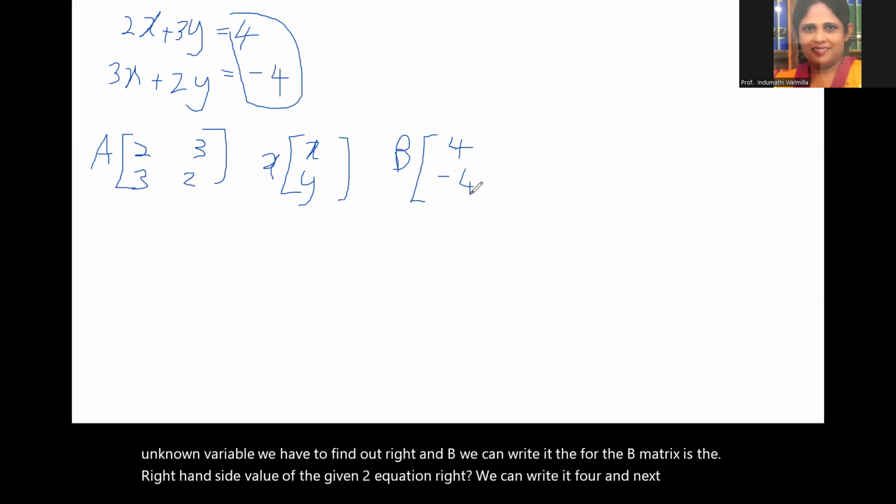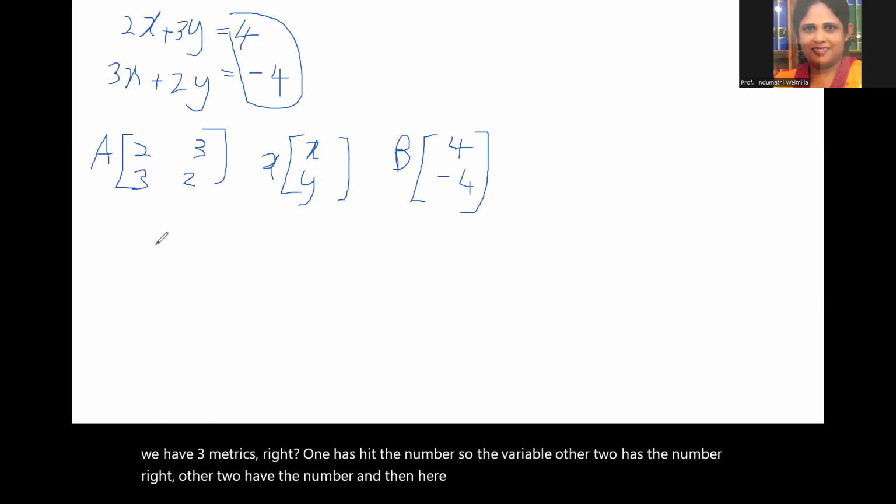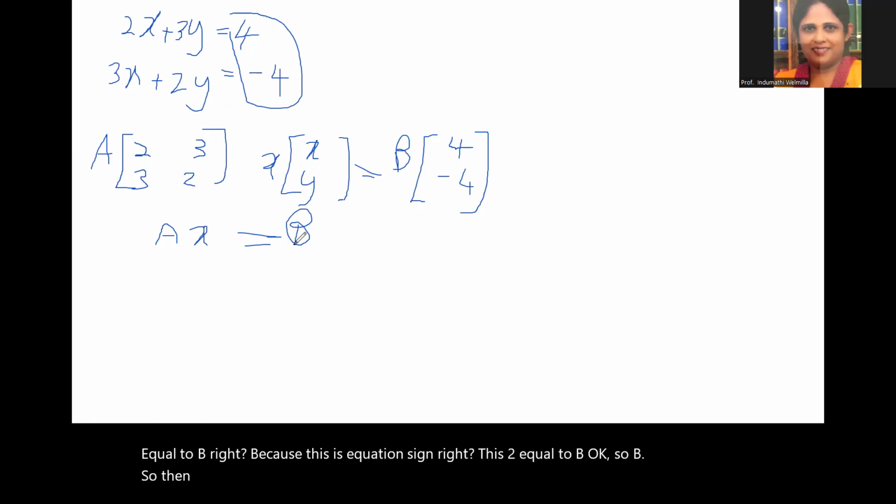Now we have three matrices. One has the variables, and the other two have numbers. And then we can write A multiplied by X equal to B, because this is the equation sign, these two equal to B. So when we take the inverse, first we can get the inverse of A.